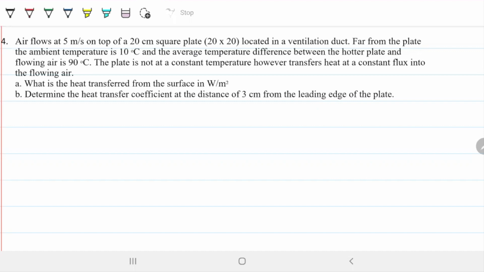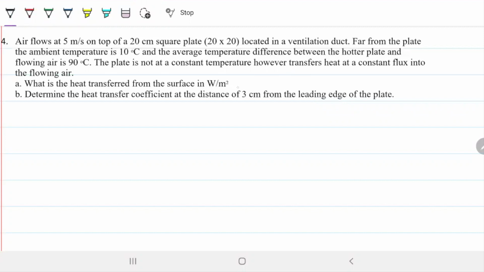Located in a ventilation duct. Far from the plate, the ambient temperature is 10 Celsius, and the average temperature between the hotter plate and the flowing air is 90 Celsius. The plate is not at a constant temperature, okay, so non-isothermal. However, it transfers heat at a constant flux into the flowing air. So we have a constant heat in a non-isothermal situation.